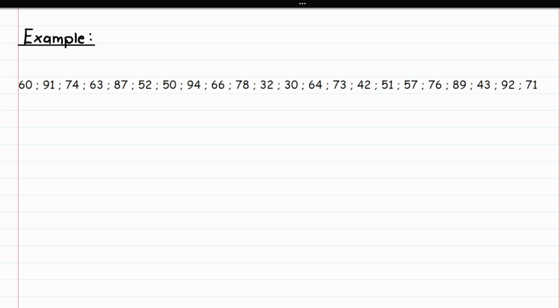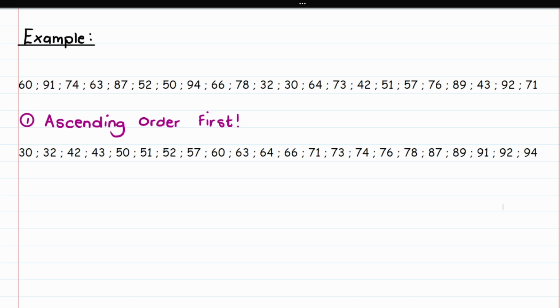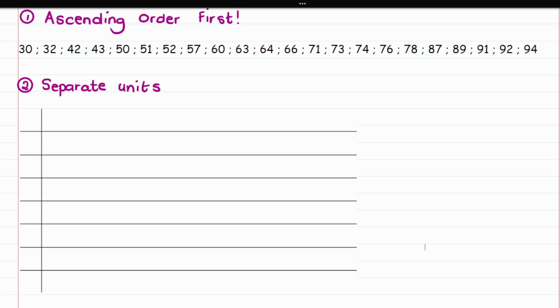It's important to know that before we can create a stem and leaf plot, we need to arrange the numbers in ascending order first. Now we can separate the units columns from the tens columns. Our smallest number is 30 and our biggest number is 94. Since there is a 3 in the tens column for the number 30, we're going to start at 3 on the left and go all the way to 9, since in 94, the 9 is in the tens column.